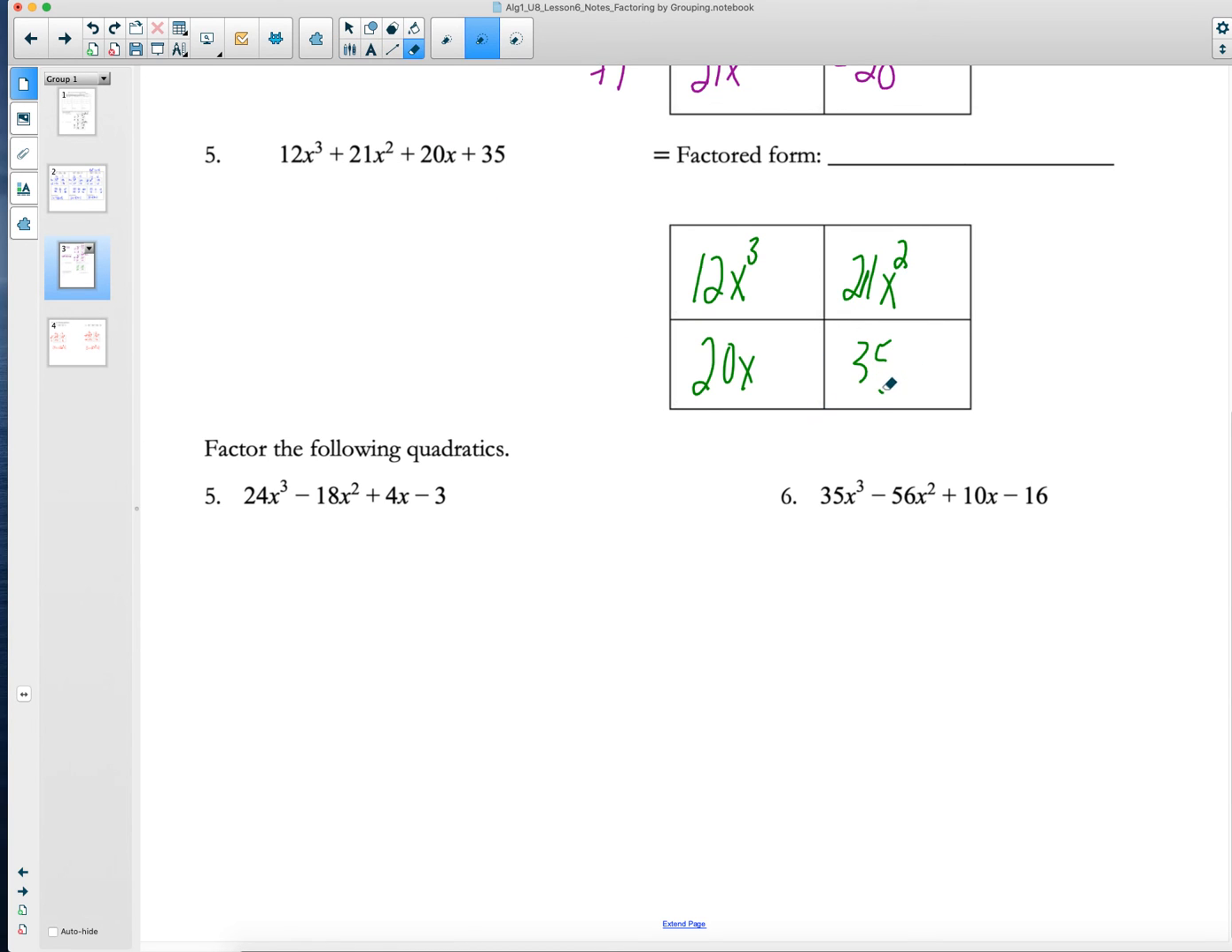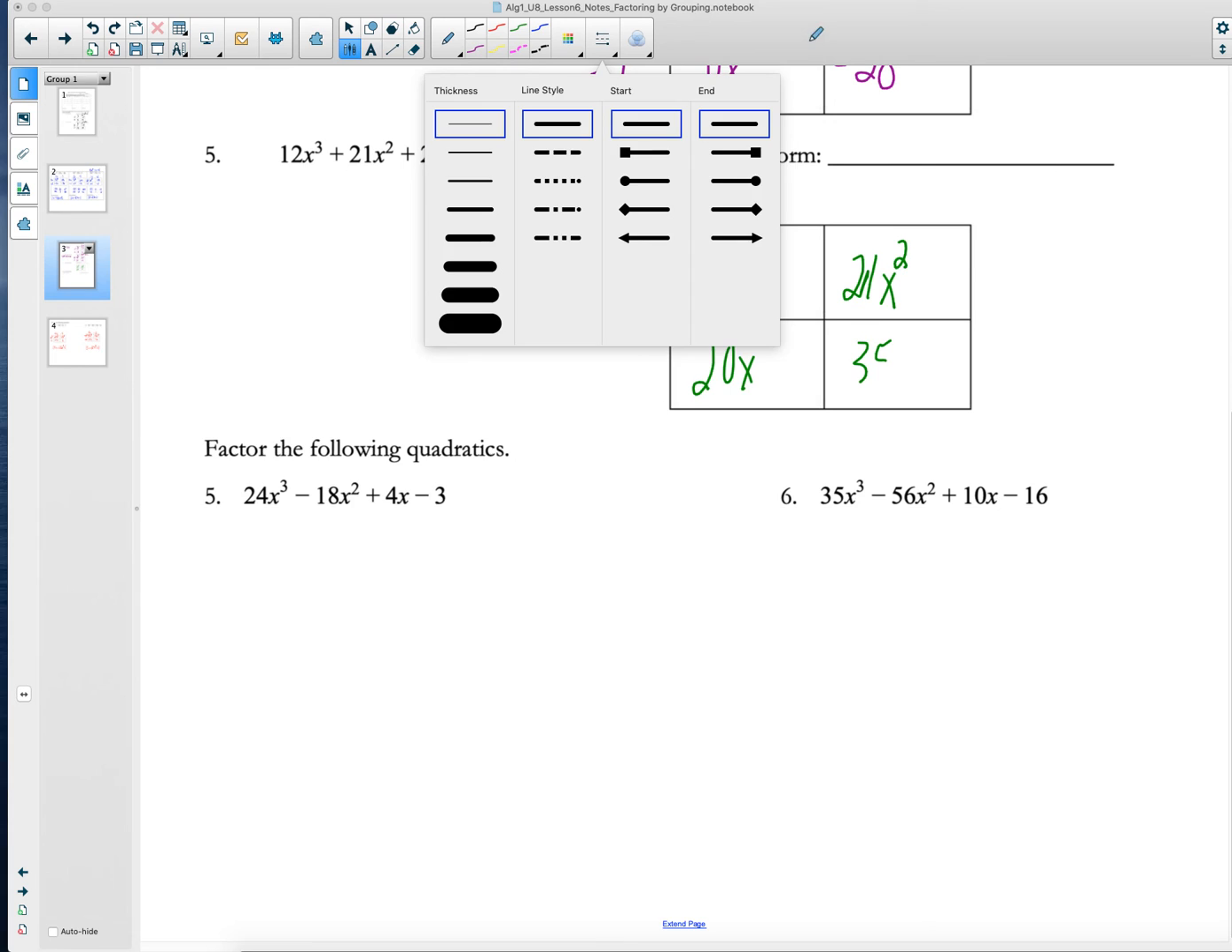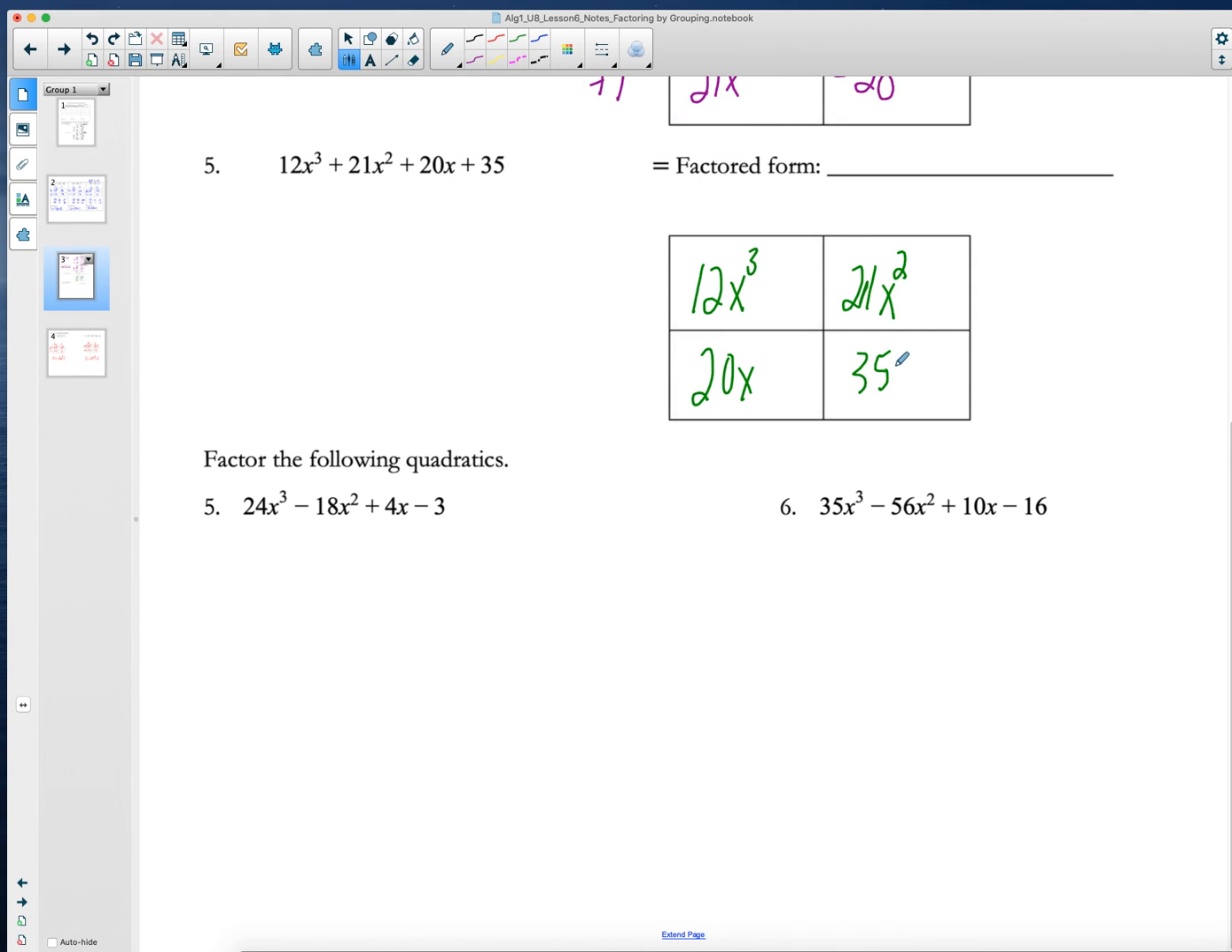So as you're looking at your GCFs here, hopefully you found 4x here. You hopefully found a positive 7 here, hopefully a positive 5 on this one. Oh, I skipped this one here, so we need a 3x squared here. So I jumped ahead there. And so hopefully you found that this in factored form would be 4x plus 7 and 3x squared plus 5. So that's the factored form for this example 5.